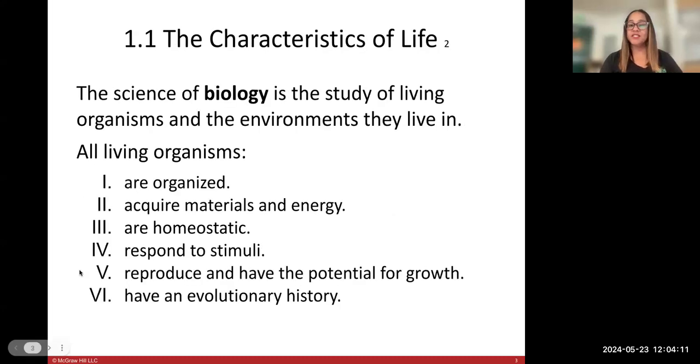The science of biology is the study of living organisms and the environments that they live in. All organisms have these things in common. They are organized, they acquire materials and energy, they are homeostatic, they respond to stimuli, they reproduce and have the potential for growth, and they have an evolutionary history. We will go through each of these as we move through the section.